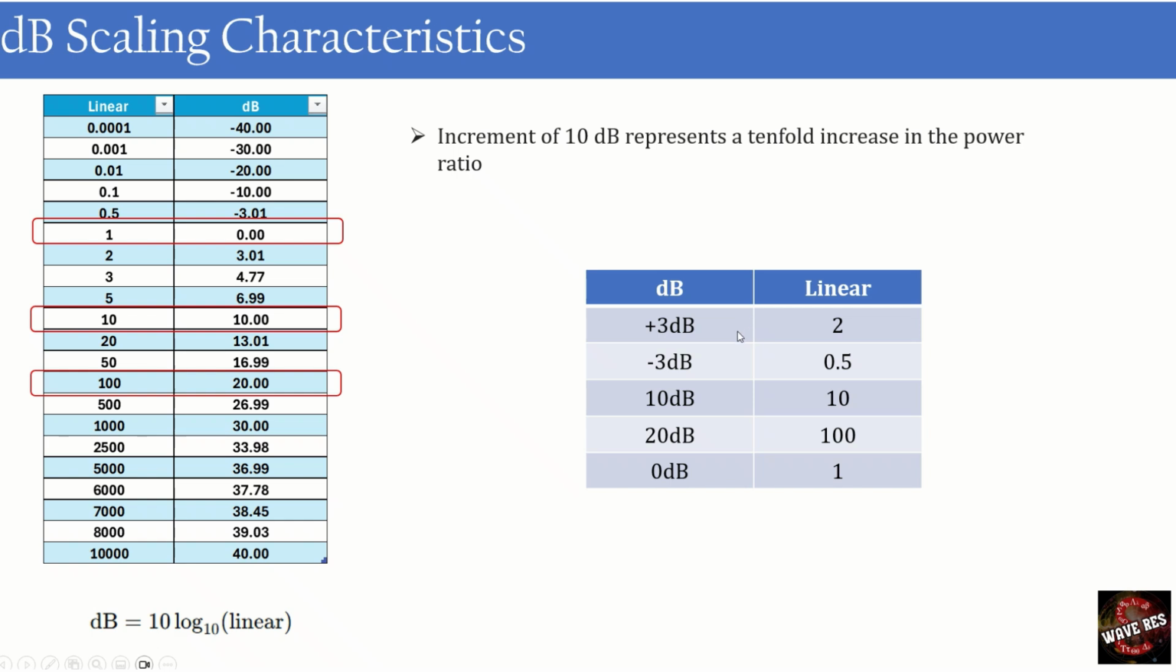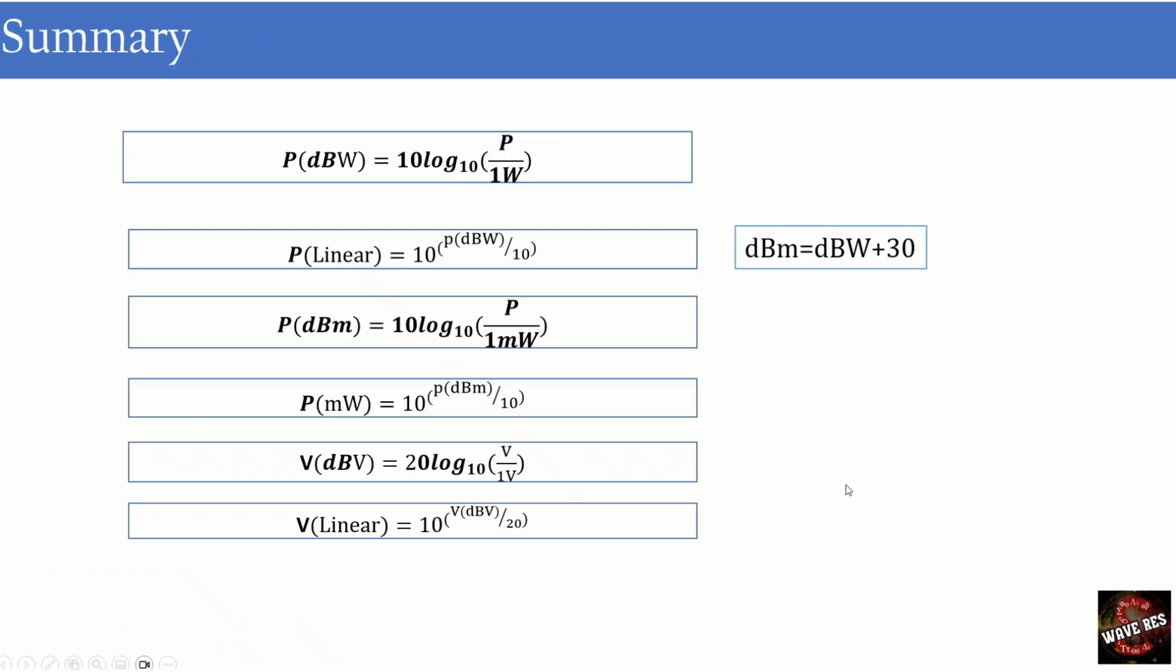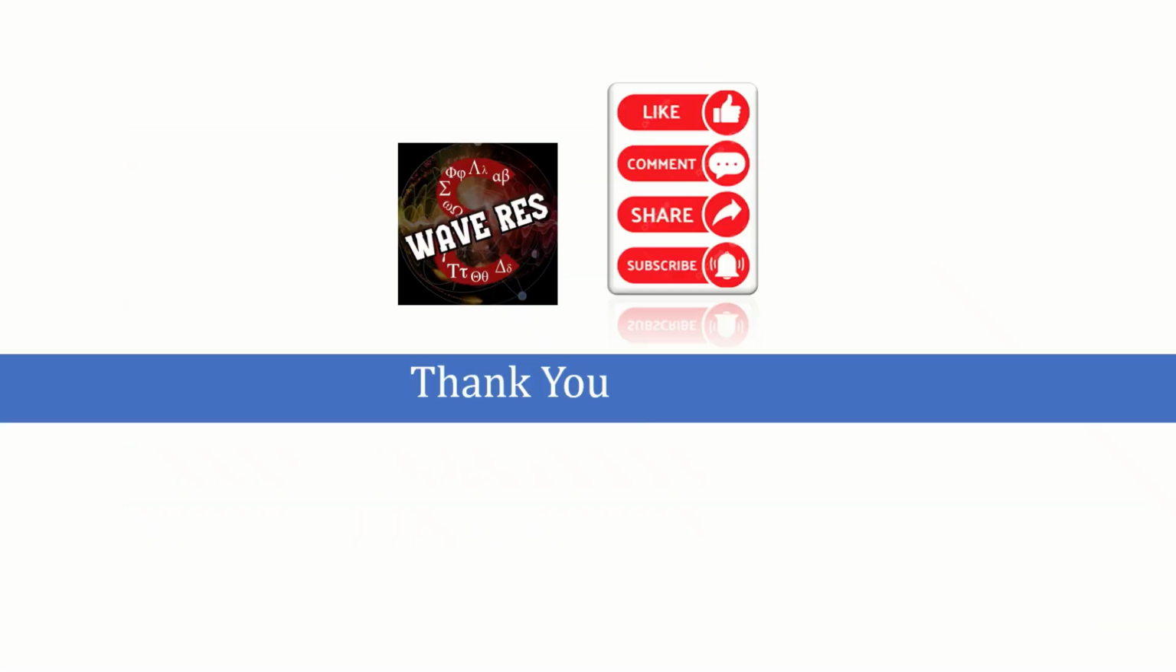And these are some of the identities. So plus 3 dB corresponds to twice the power, and minus 3 dB corresponds to half the power. And plus 10 dB corresponds to 10, and 0 dB corresponds to 1. So these are some of the equations that we have discussed in this video. I hope you get some idea about what is meant by dBm, dBV, dBu, etc.